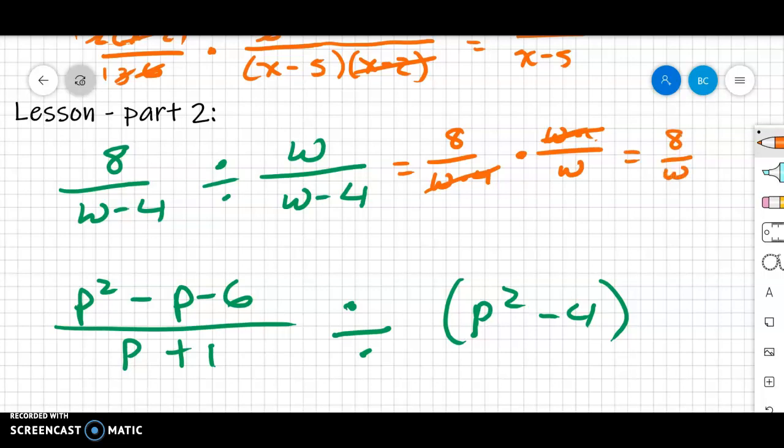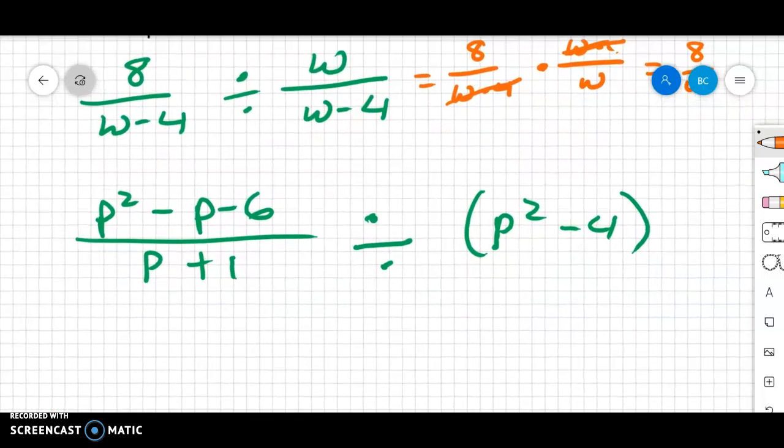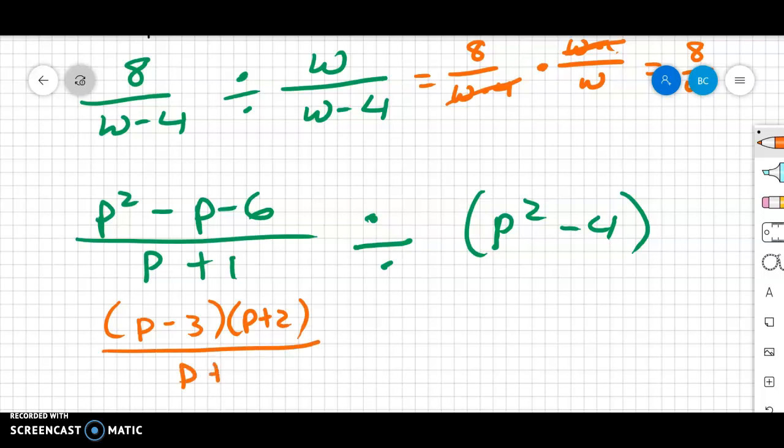On this second one, I am going to need to go ahead and factor first, so I'm going to have p minus 3 times p plus 2 all over p plus 1, and then I'm going to multiply times 1, so I'm multiplying by the reciprocal, over p minus 2, p plus 2. So hopefully your factoring skills are still strong, because you'll need them in the work that we're doing both today and tomorrow, and I believe the next day.